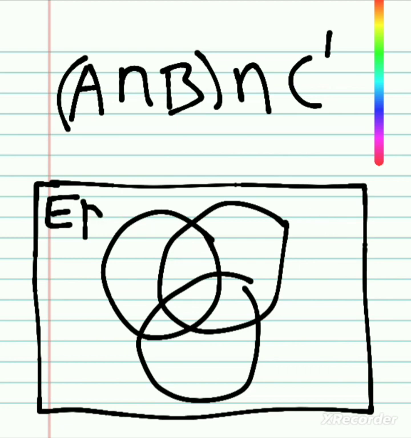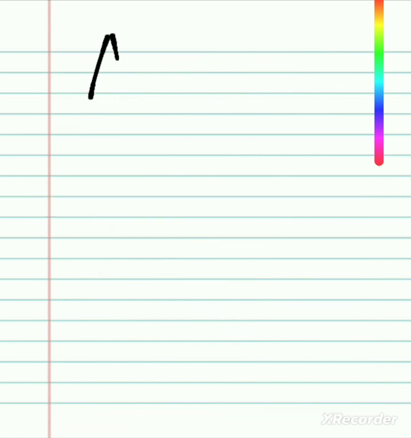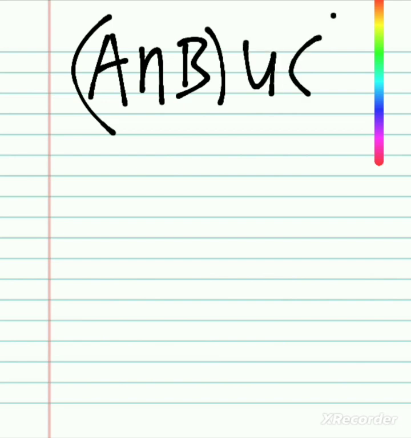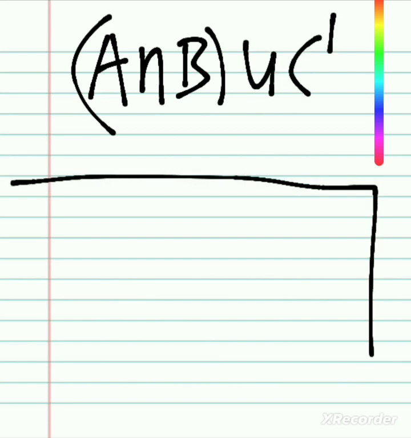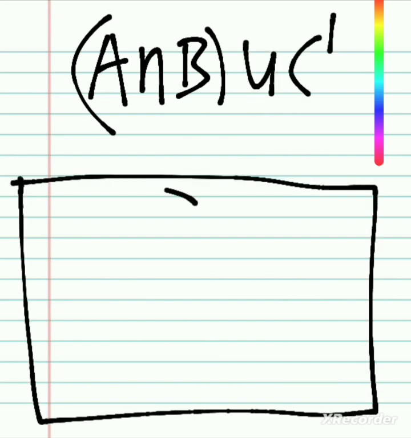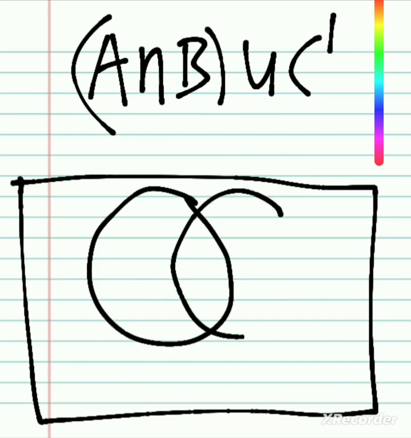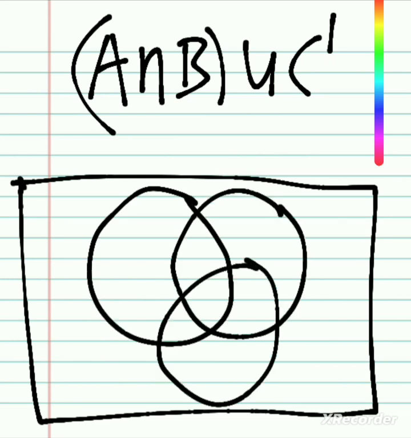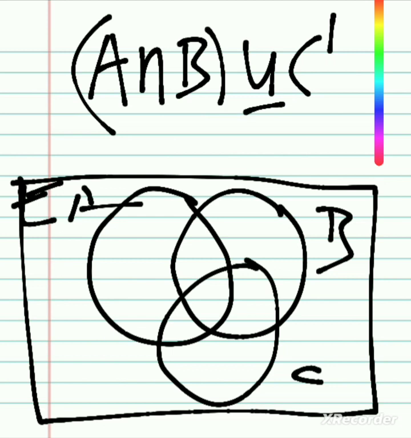What if we have a union? What if it says the same thing, A intersect B, union C complement? How do you tackle this one? Okay, so we have A, we have B, we have C, we have the universal set here. So union is simple. You just have to shade A intersect B and then shade C complement. That's all. You can do this on the answer sheet.